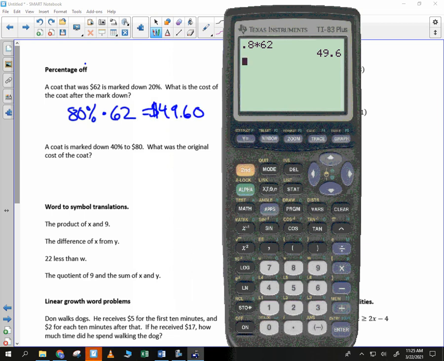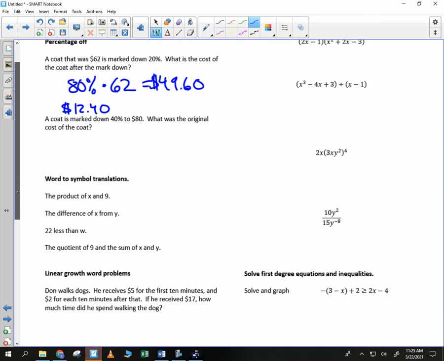Now I did that differently first hour. First hour I said, okay, 20% of 62 is going to be $12.40. And I subtracted that from the top. But I want you to understand this idea of, they say mark down 20%, so that means that 80% is what its value is. You try the next one on your own, it's slightly different.